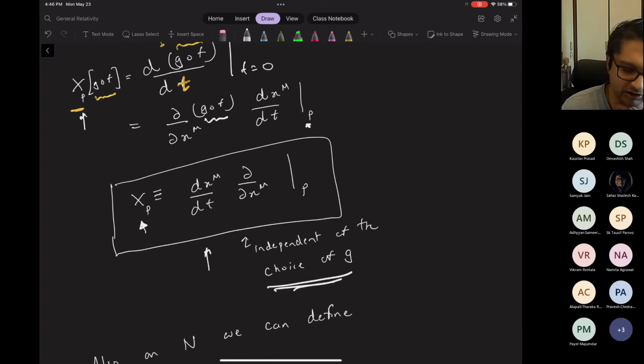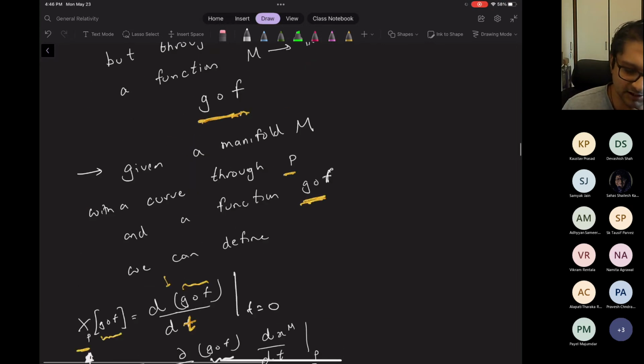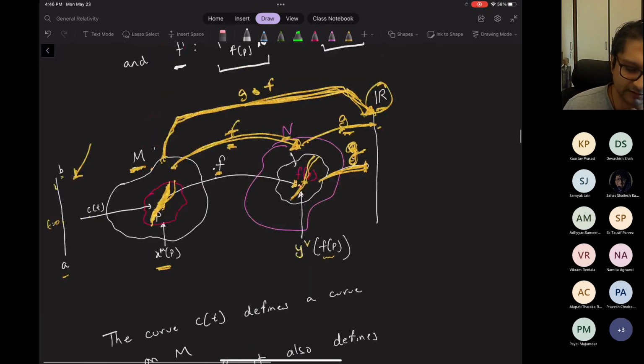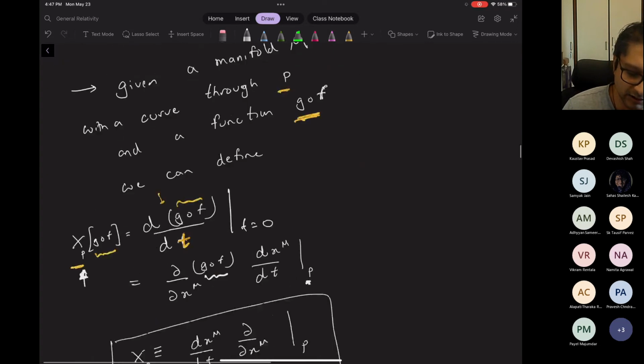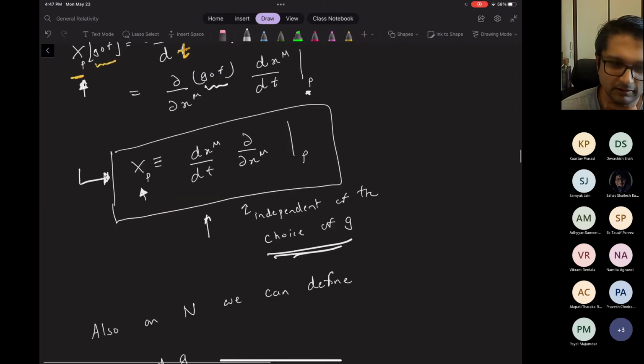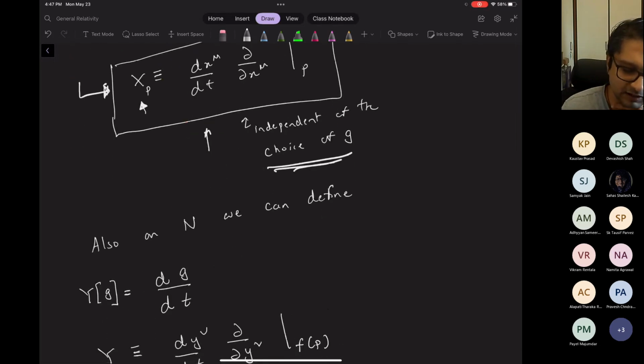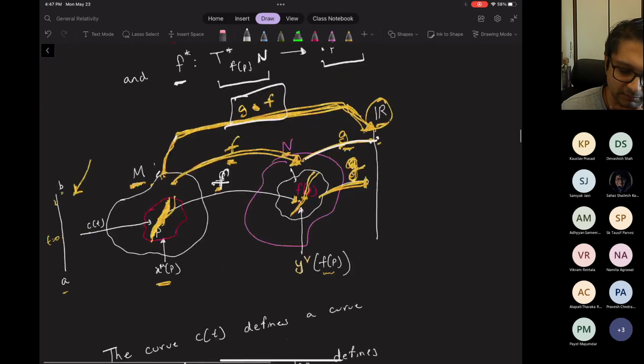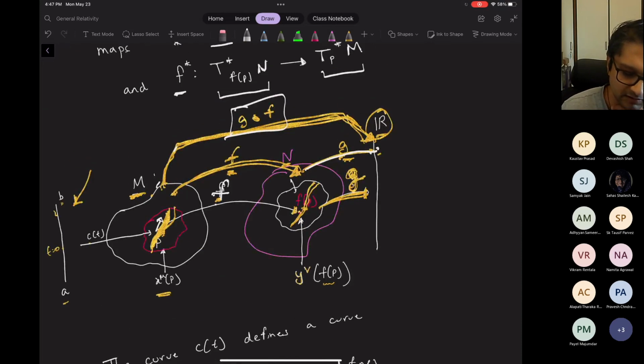Given a G, I now have a way to construct such a tangent vector. If you give me G, which is a map from N to R, I first use my map F to construct this function G circle F from M to R. And now I use that to define a tangent vector at the point P. So this is the first thing we've done: we've constructed a tangent vector at the point P.